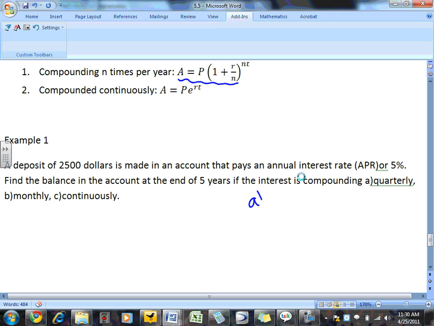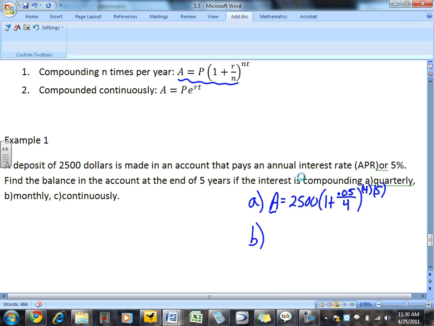Compounded quarterly, so it's going to happen 4 times. So our money after 5 years, that's A, is going to equal our principal, 2,500, times 1 plus our rate, which is 5%. We change that to a decimal, so it's 0.05, all over n, and n was our number of times it's compounded. If it's quarterly, that's 4, times 4 times the time, which is over 5 years. So 5. That's for A.